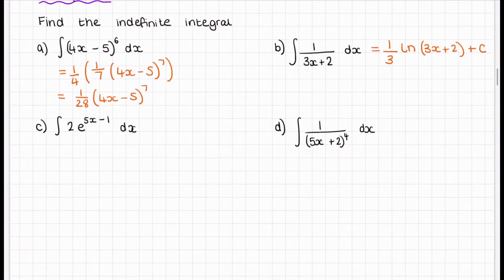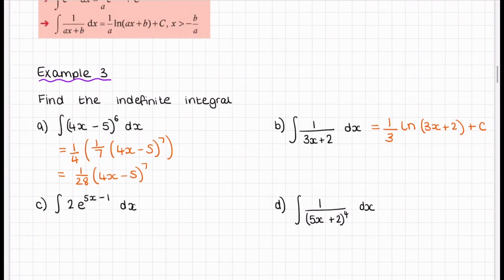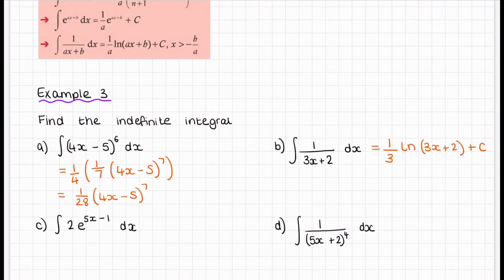C, we've got the integral of 2 e to the power of 5x minus 1 dx. So now we're going to go to the second rule with the e. And when we have an exponential in this form, we've got this 2 at the front, so remember the 2 just stays there. We can pull it out the front of the integral if you would like. So it's going to be 2 on a, the number in front of the x, which is 5. And then it's going to be e, and the rest of it stays the same. And then plus c. So 2 on 5, e to the 5x minus 1.